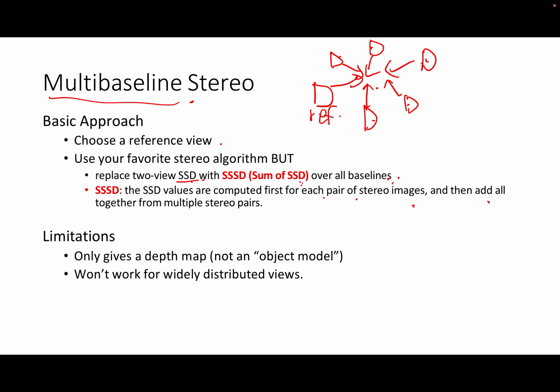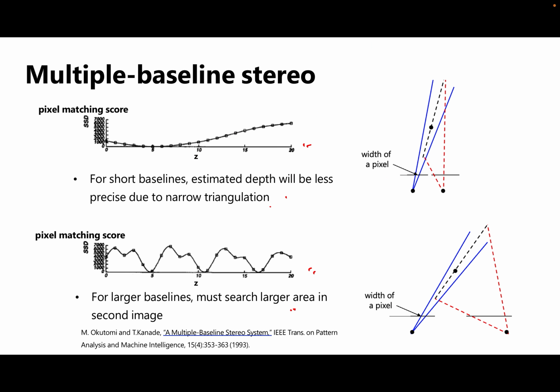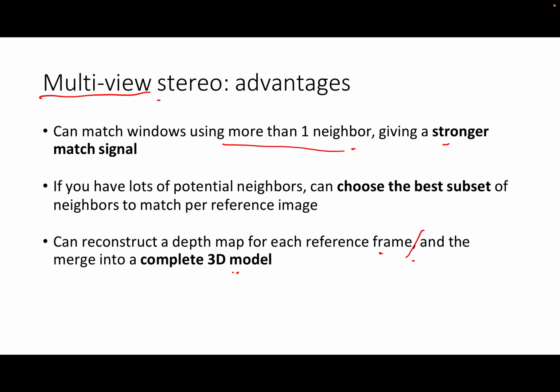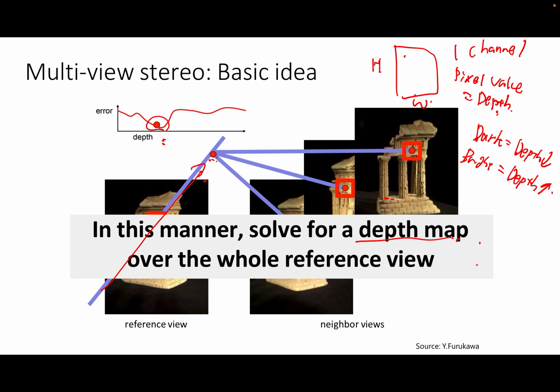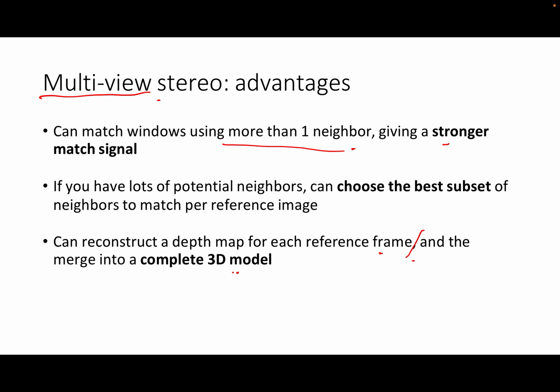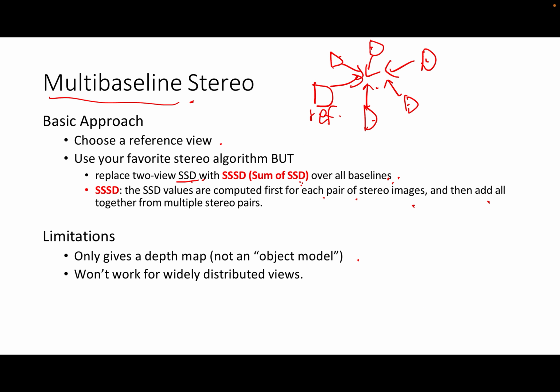The limitation of this basic approach is that we have only a depth map, right? What we have so far is just a depth map. We just compute SSD for all the remaining viewpoints, and then get a depth value for each pixel. That is what we get from this MVS, right? So we have only a depth map, but a depth map is not a 3D model. A depth map is 2.5D.